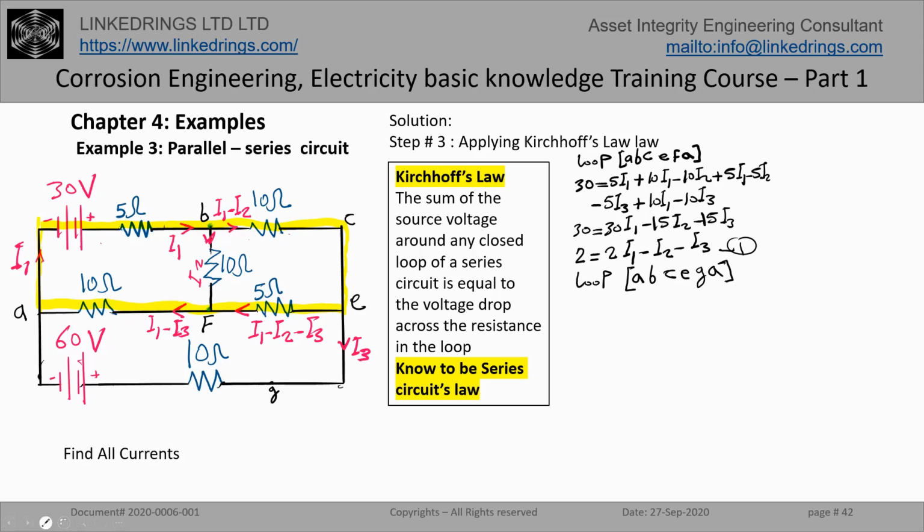So let's take the loop A, B, C, E, G, A. So we will take this external loop. Let's mark it with another kind of highlighter, another color. Let's mark it with green highlighter.